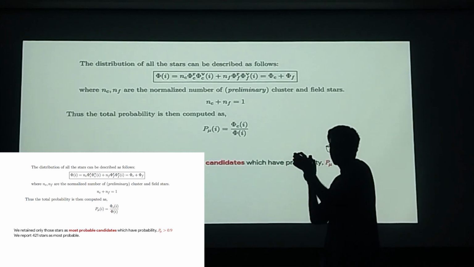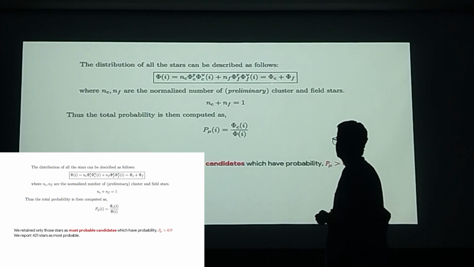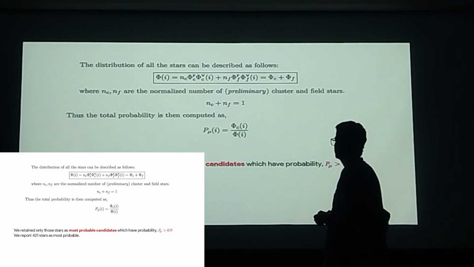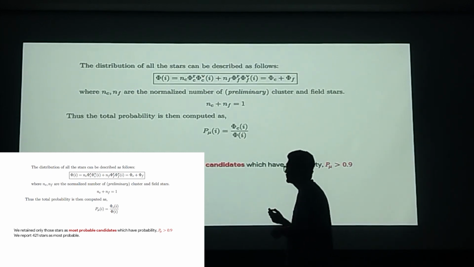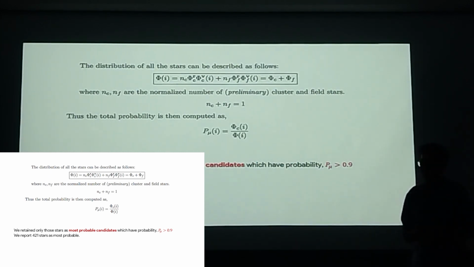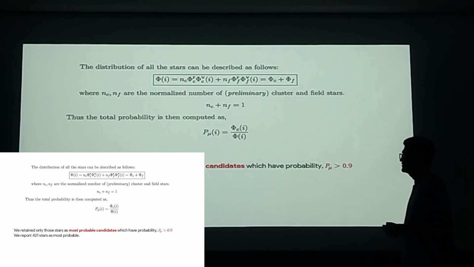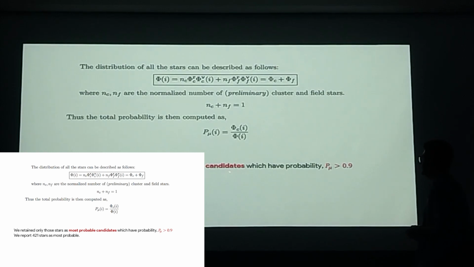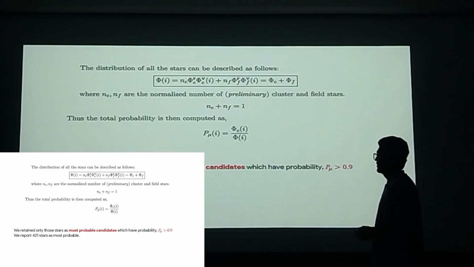For each individual data point, we can find its probability p mu i by phi ci, this part, divided by the total probability. And yes, the 24 MS people, if you want to do this, you have to take maths. Somo sir will teach you the probability course in second year. That will be very helpful. After this, we retain only those stars which are the most probable candidates, where the probability is greater than 90%. We report 421 stars as most probable.